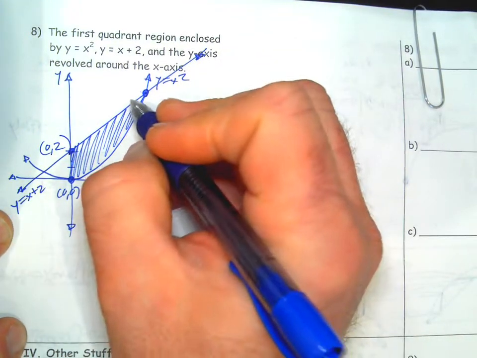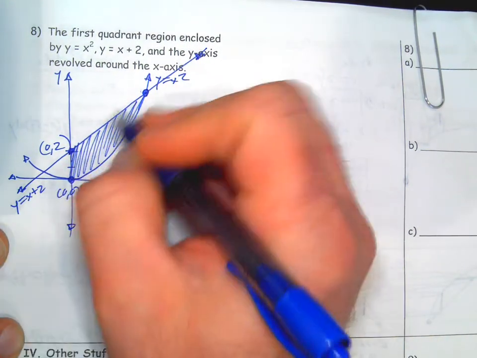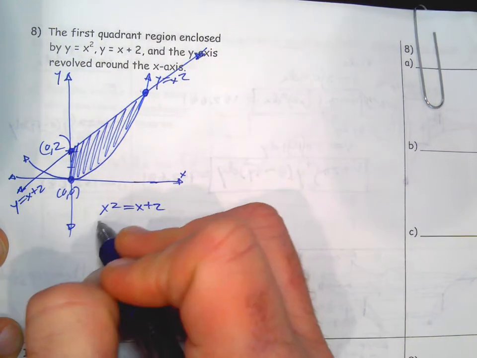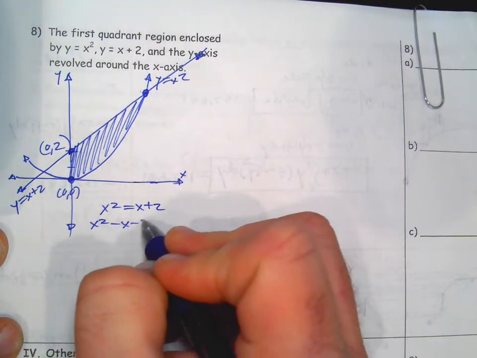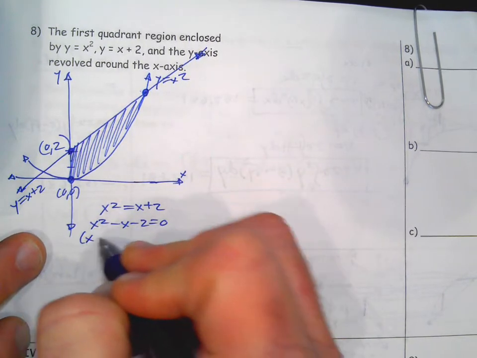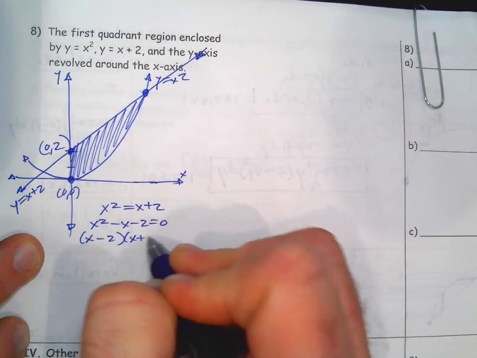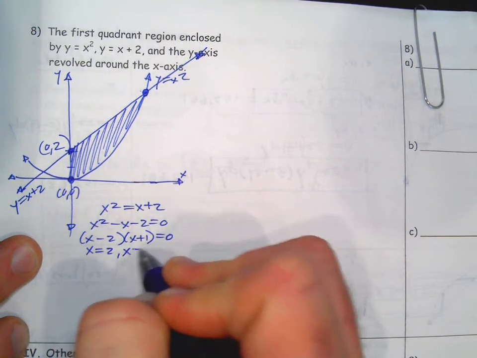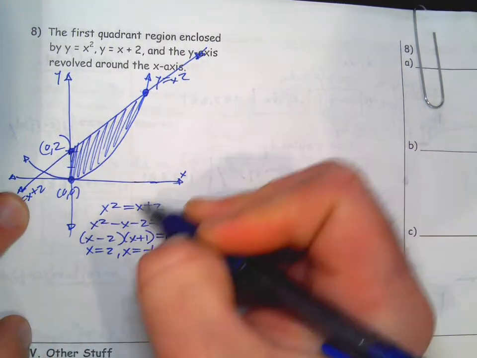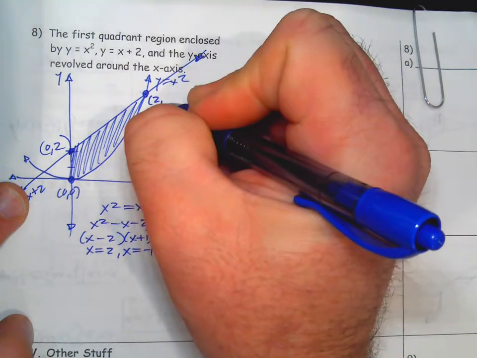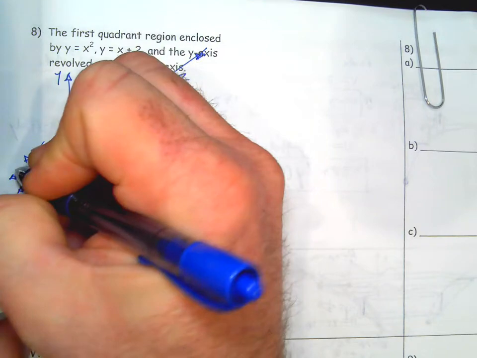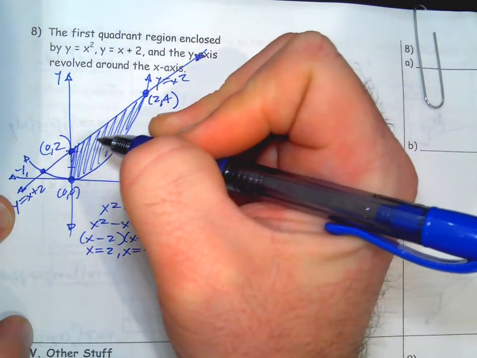Set these two guys equal to each other. X squared equals x plus 2. Move everything on one side, equal to 0. Factor it. Now, you have a calculator, so you could do this on your calculator, but I think it's way faster to do it by hand. 2, 4. Negative 1 is over here, which we're not going to use. Negative 1, 1.